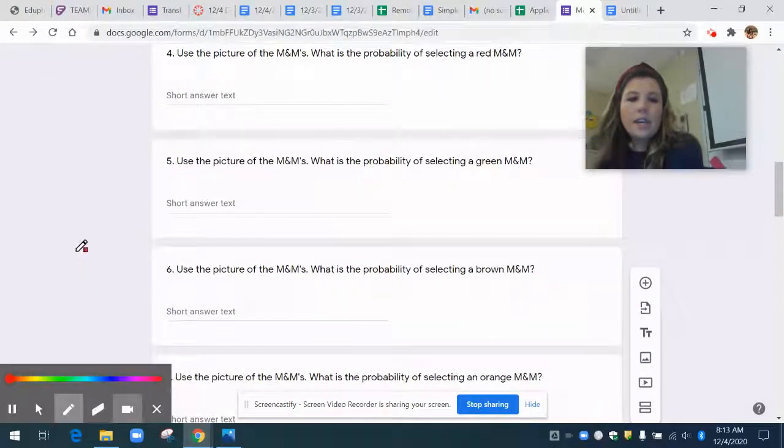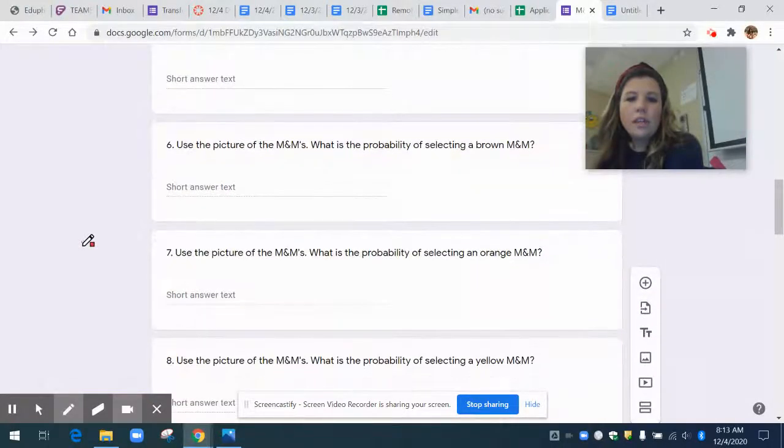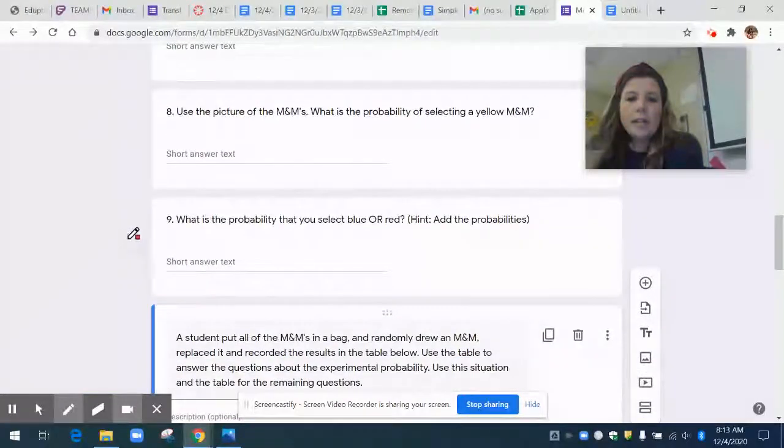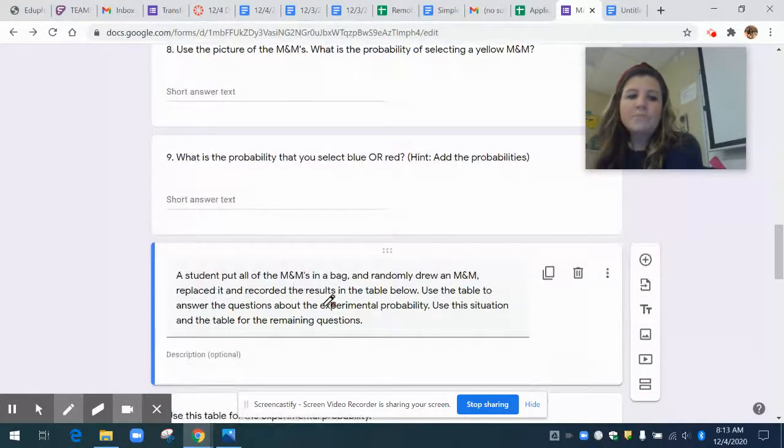Then if we come down to this question here, number 9 says, what's the probability that you selected blue or red? So "or" means you add your blues with your reds, okay, and put it over your total.